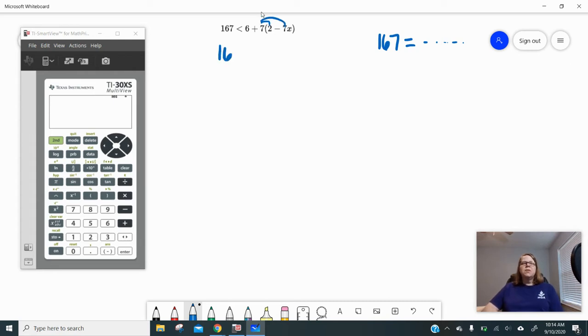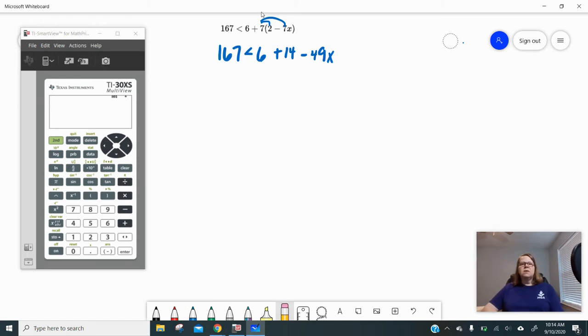Since that's the case, the first thing we want to do is start with the distributive property. So I'm going to bring down the 167 less than 6, and then distribute here. 7 times 2, that's 14. And then 7 times negative 7 is negative 49. And the negative 7 has an x on it, so the negative 49 gets an x on it.